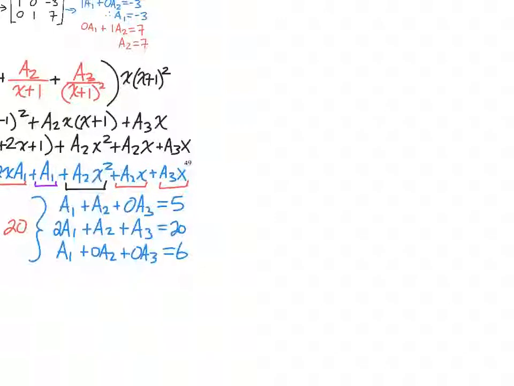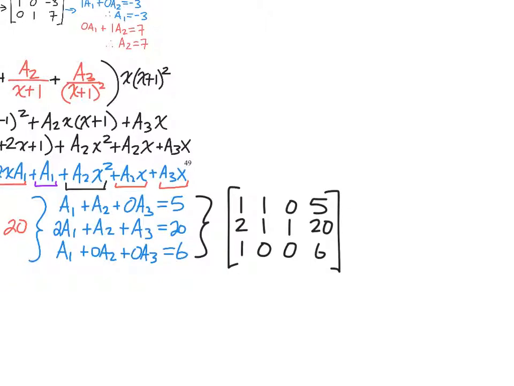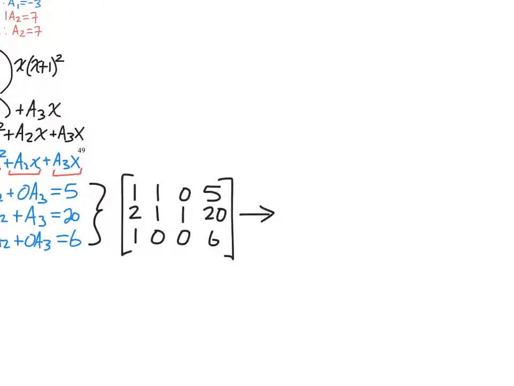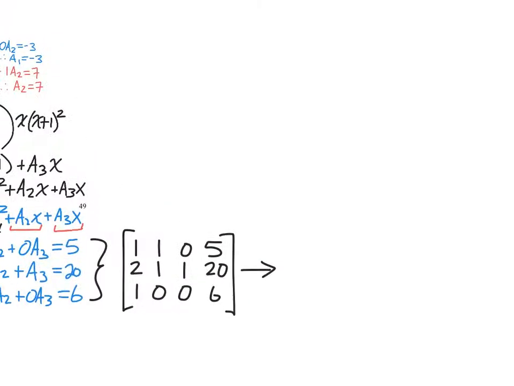and enjoy the moment. So what you would type into your calculator would be 1 1 0 5, 2 1 1 20, 1 0 0 6. I'm actually going to crank it out real quick, and then I'll show you on the big screen. I just want to have the numbers to point to.